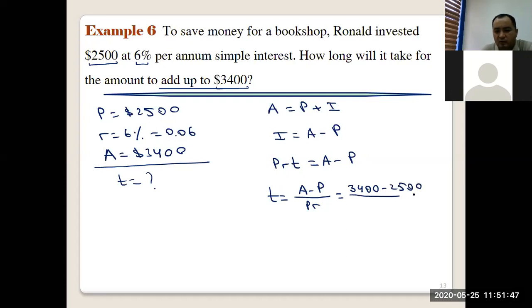$2,500 over principal, it is $2,500 times, how about the rate? It is 0.06. And if you calculate this, T equals, what is it? 3,400 minus 2,500 over 0.06 times 2,500, which is equal to 6 years. So he has to wait for 6 years for this money to grow up to 3,400 at this rate.